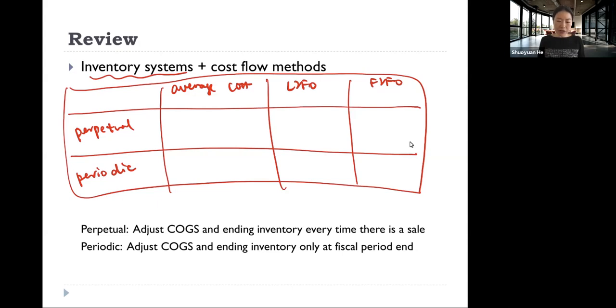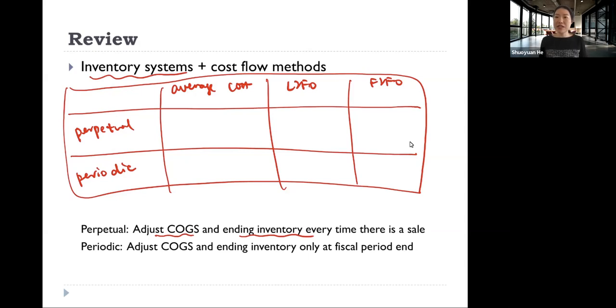I want to further talk about what is the difference between perpetual and periodic. Under the perpetual inventory system, perpetual literally means that the firm adjusts its inventory record perpetually. Every time the firm makes a sale, the firm needs to adjust cost of goods sold and cost of the ending inventory. So the firm is keeping a perpetual record.